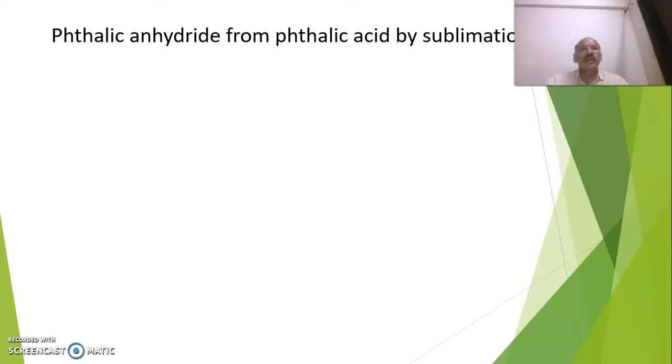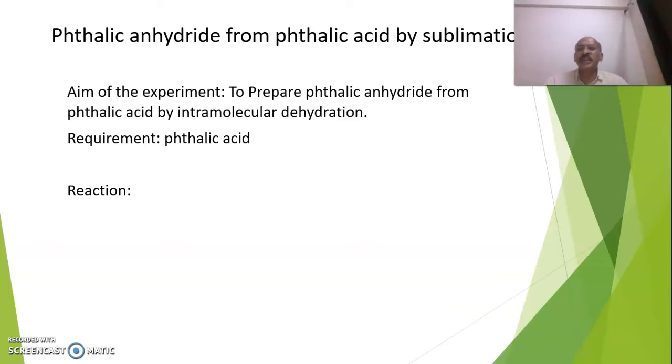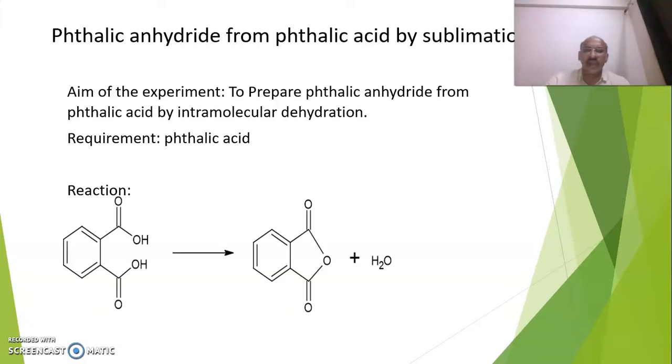In this video we will have a virtual visit to our laboratory to see how exactly we have to perform the procedure for this formation. The aim of the experiment is to prepare phthalic anhydride from phthalic acid by intramolecular dehydration. Here you have to learn what dehydration is, what intramolecular dehydration is, what phthalic acid is, what phthalic anhydride is and what sublimation is. So accordingly you can write a reaction.